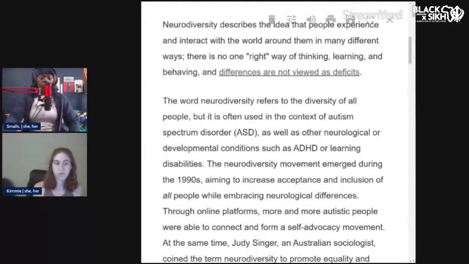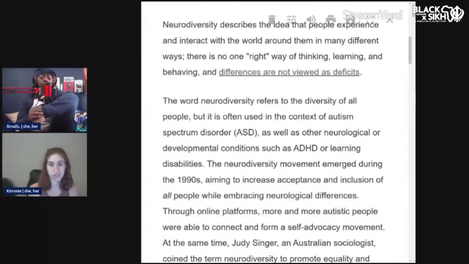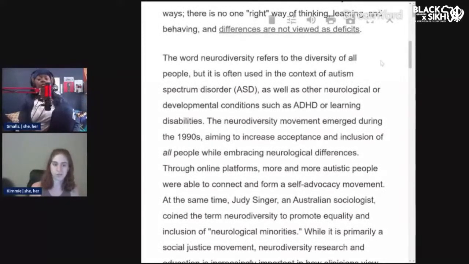Okay. So neurodiversity describes the idea that people experience and interact with the world around them in many different ways. There's no one right way of thinking, learning, and behaving, and differences aren't viewed as deficits. The word neurodiversity refers to the diversity of all people, but it's often used in the context of autism spectrum disorder, ASD, as well as other neurological or developmental conditions such as ADHD or learning disabilities. Do you want me to keep going?